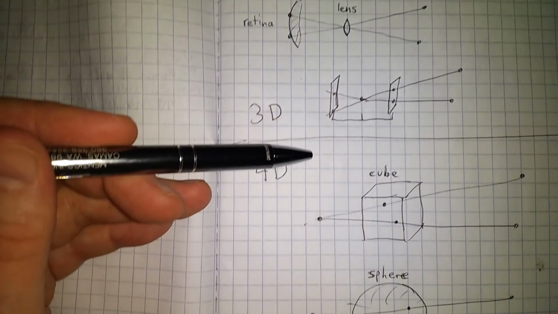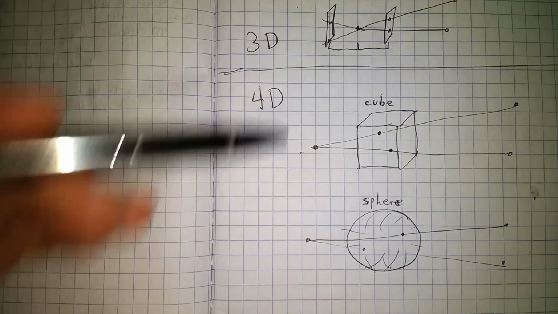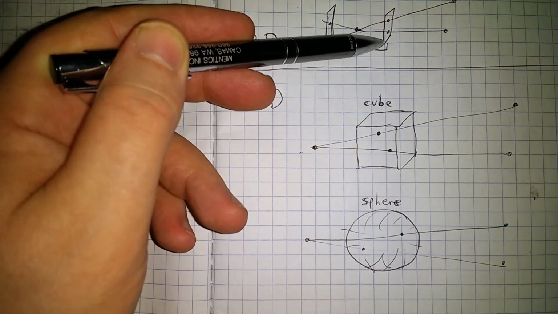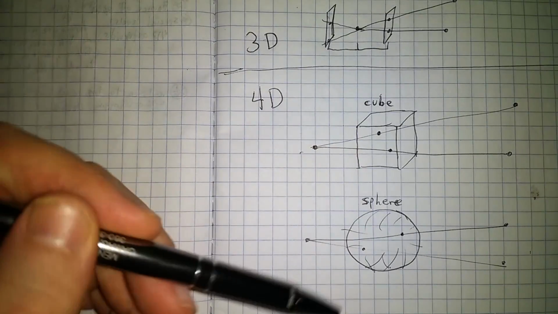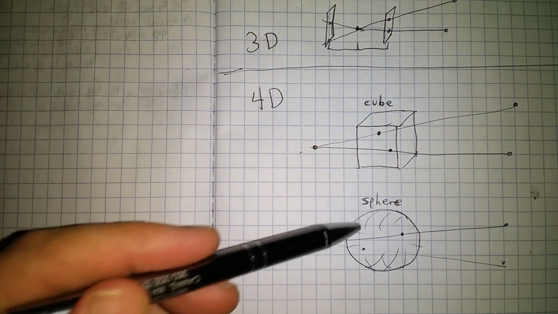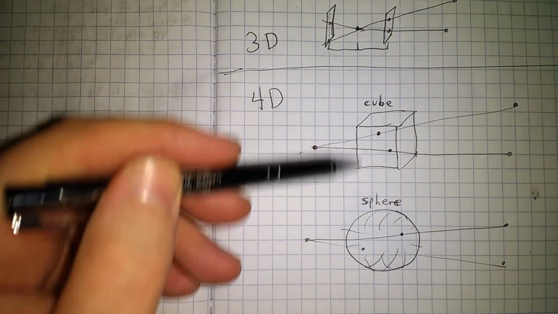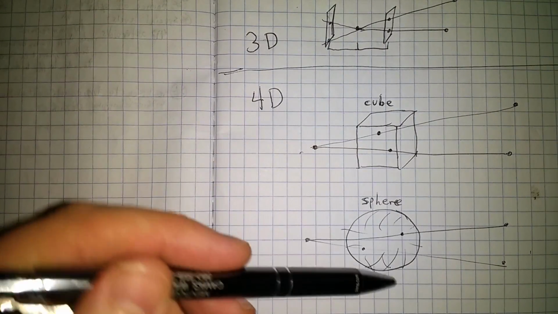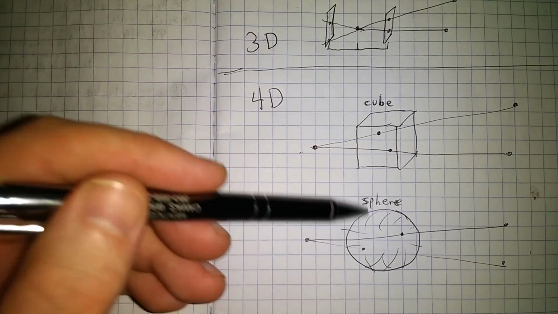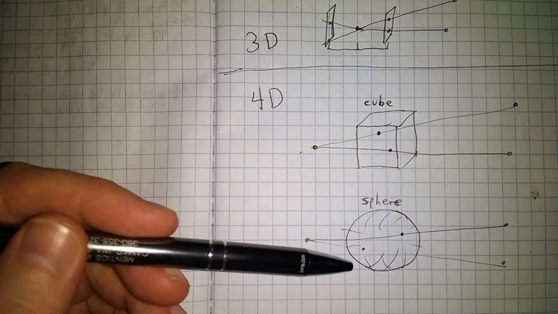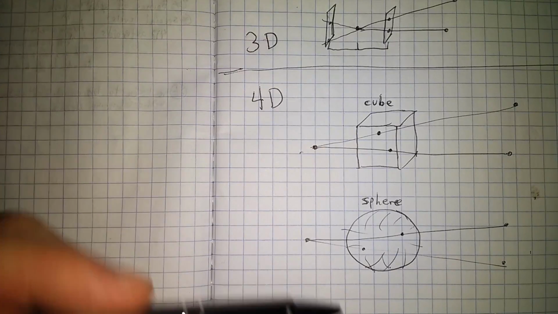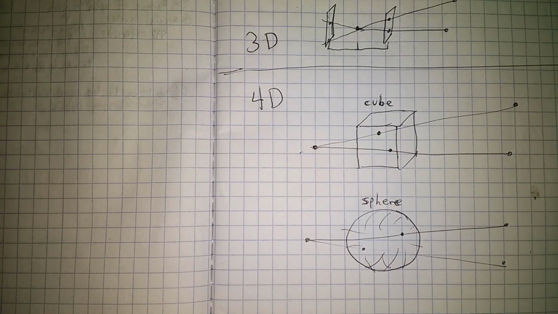Now, in 4 dimensions, whereas in 3 dimensions we have a 2-dimensional retina, a 4-dimensional being would have some kind of 3-dimensional retina. Now, it might be a sphere, it might be a cube. I would guess sphere. Sphere kind of makes more sense to me. But when we talk about projecting, either one works similarly.